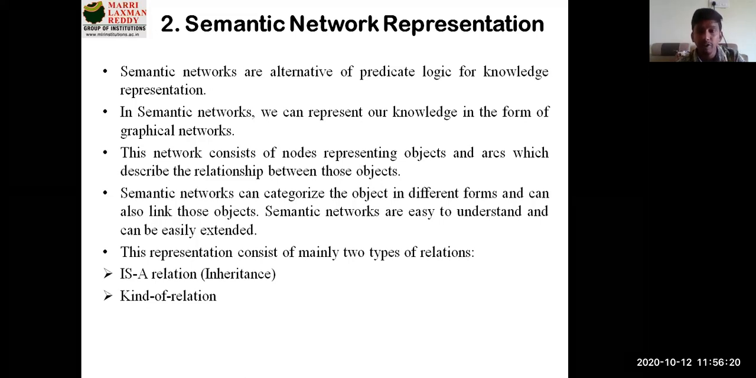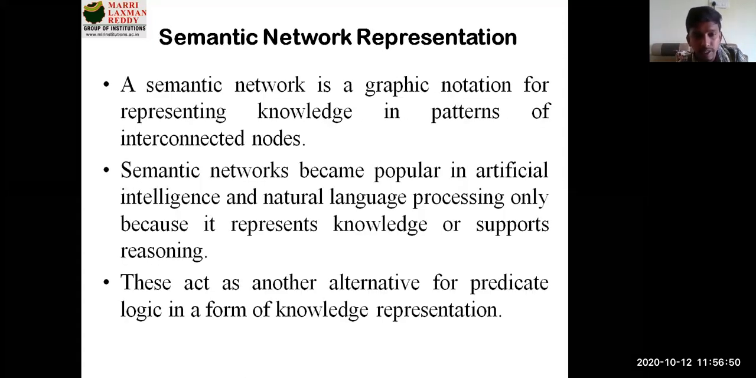Semantic networks are easy to understand and can be easily extended. But there are still some problems if you want to get solutions using semantic network representation. This representation consists of mainly two types of relations. One is the is-a relationship, which we discussed as part of the inheritance concept, inheritance knowledge in the previous slides. The next one is the kind-of relationship. We'll try to understand this in the next slides.